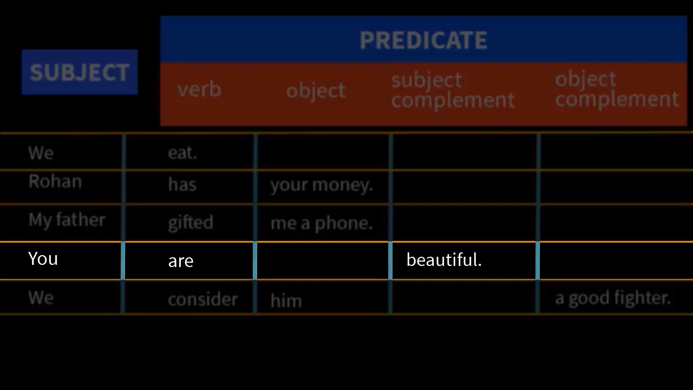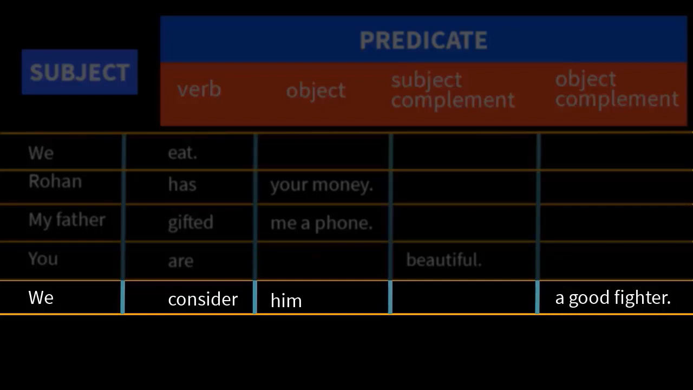We can also use an object complement. Sometimes an object complement is needed to give the meaning you want to give, to make the sentence grammatical. For example, we consider him a good fighter. We consider. Can you just end the sentence here? No, you can't. It does not make any sense. We consider what? We consider him a good fighter. So here, a good fighter is an object complement, right? Renaming the object him. We consider him. Consider him what? You consider somebody something, right? You consider him what? A good fighter. You consider him worthy. So the object complement has to be there in order to complete the meaning and make sense, right?